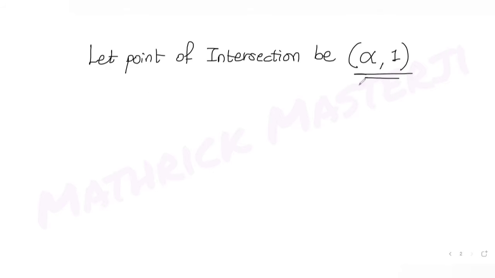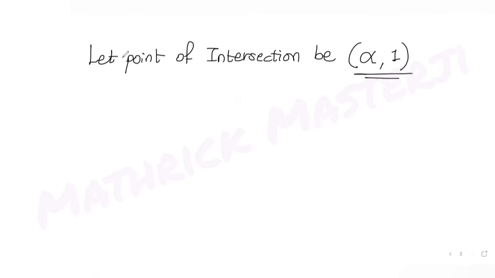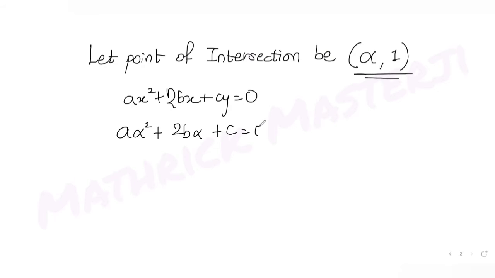This point of intersection will satisfy both of the parabolas 1 and 2. So I'll put the intersection coordinates x equals alpha and y equals 1 in both of these parabolas. My first parabola's equation is ax square plus 2bx plus cy equals 0. If I put x as alpha and y as 1, I get a alpha square plus 2b alpha plus c equals 0.